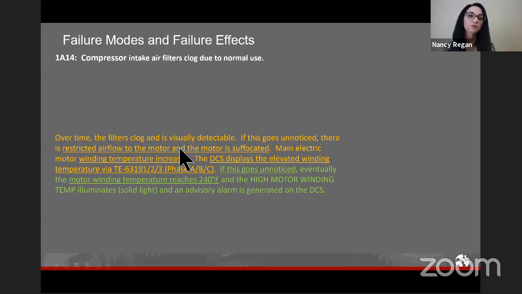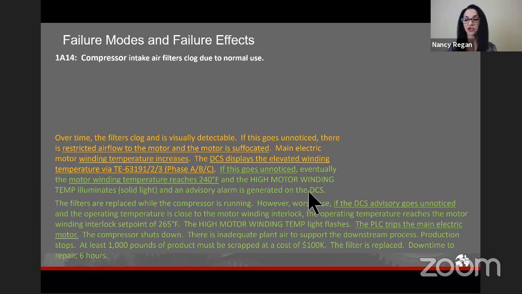So I'm talking about that debris starts to collect. It's visually detectable. But if that goes unnoticed, now the motor is going to be suffocated. Winding temperatures increase. Now we get some clues that this failure is in the process of happening, right? The DCS displays the elevated winding temperature. And if that goes unnoticed, eventually, winding temperature increases to the point where we get an advisory alarm on the DCS if we're looking, right? Now let's finish the rest of it. So now the filters are replaced while the compressor is running.